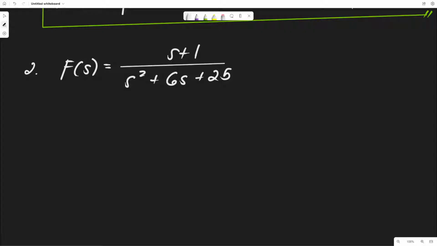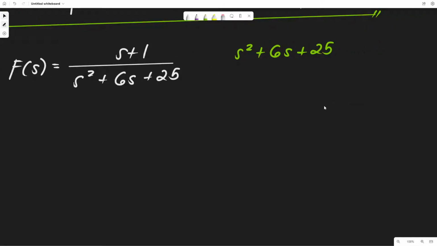So let's check if this is a perfect square trinomial. We have s squared plus 6s plus 25. What are the factors of 25 that, if we add them, will give us 6? The factors of 25 are 25 times 1 and 5 times 5. Obviously none, negative 5 would not lead to positive 6. So it is not a perfect square.